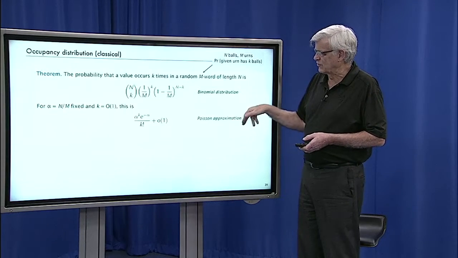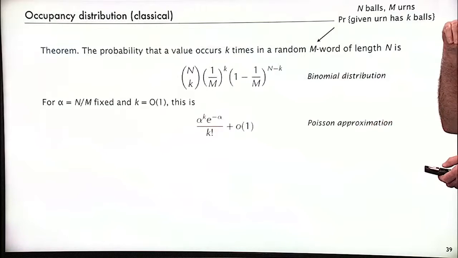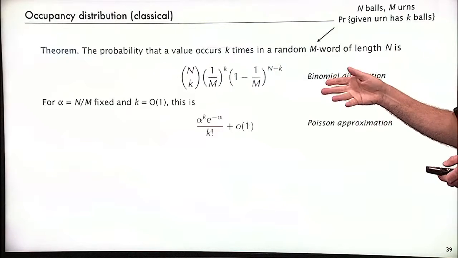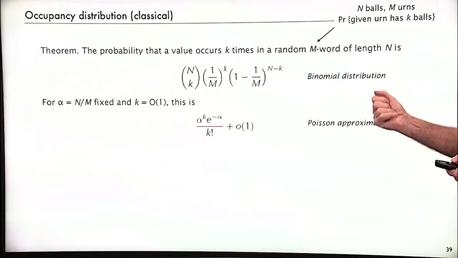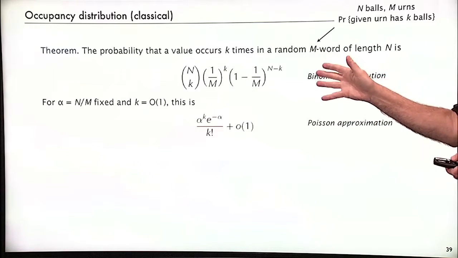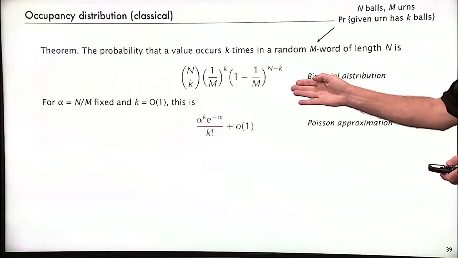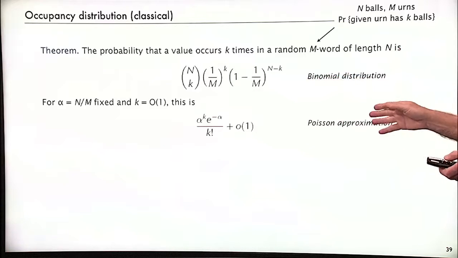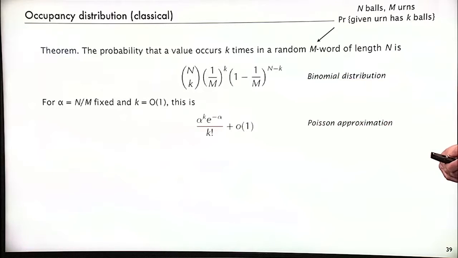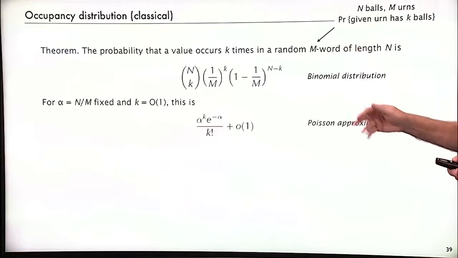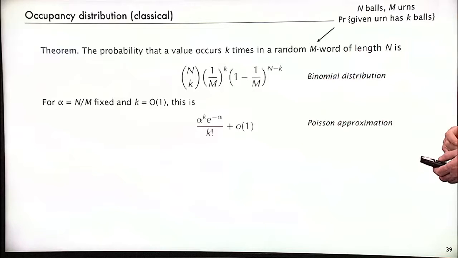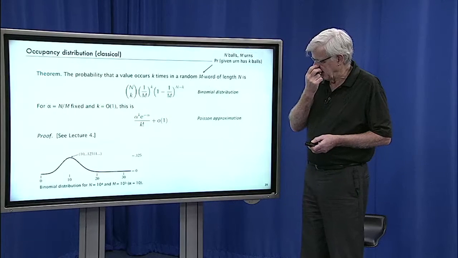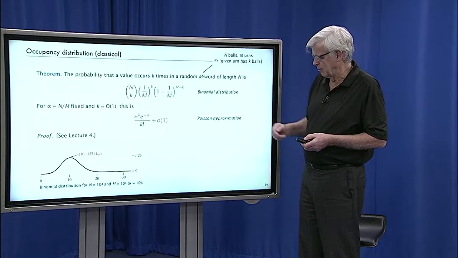Now, we looked at the Poisson approximation that works for the situation where n over m is alpha and is fixed, and K is a small constant. That's the so-called Poisson approximation, and we showed how to come up with that approximation when we talked about asymptotics. And this is a very good approximation.